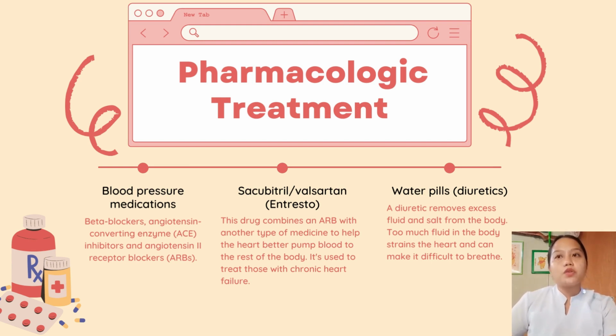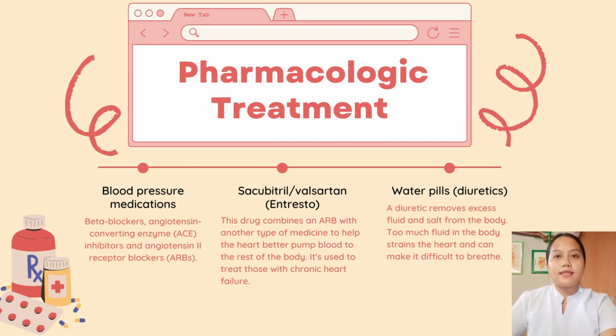So drugs used to treat heart failure and also cardiomyopathy include blood pressure medication. So different types of drugs may be used to lower blood pressure, then improve the blood flow and reduce the strain of the heart. So such medications include beta blockers, angiotensin converting enzyme inhibitors, and angiotensin receptor blockers.